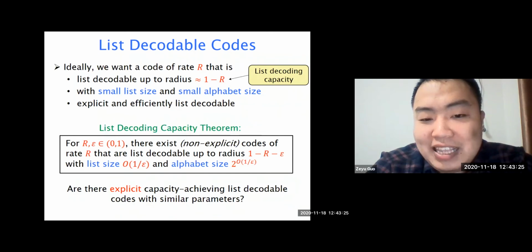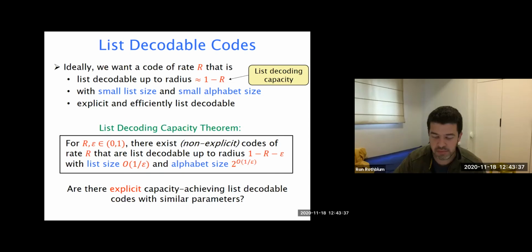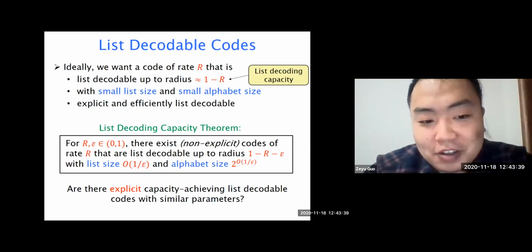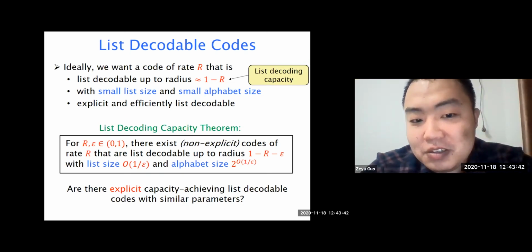For Reed-Solomon, I think it's not known to be capacity achieving. Even if you allow the list size to be relatively large, it does not achieve 1 minus r. I'm going to talk about this in the next slide. Okay. But yeah.